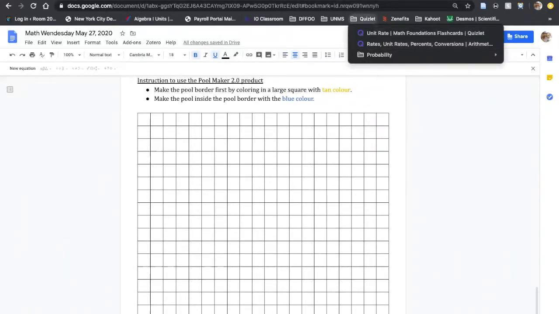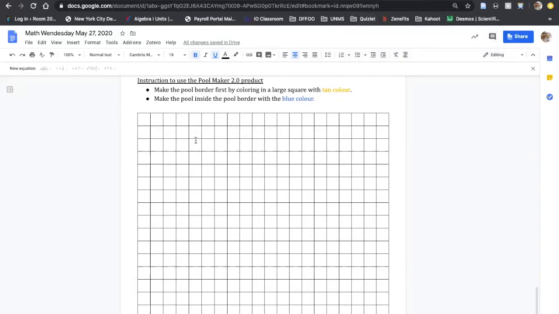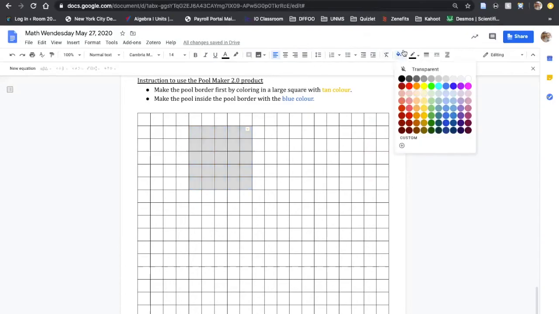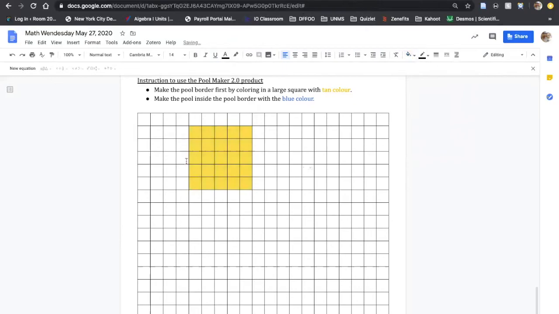I'm going to show you how to do that. So all you have to do is first figure out how you want your border color to be, how big you want the pool to be. So let's say I make a square, it has to be the same length and the same width. So that's 1, 2, 3, 4, 5 by 1, 2, 3, 4, 5. I'm going to highlight those, hit this paint bucket, just pick a tan color, yellowish. So that would be the border.